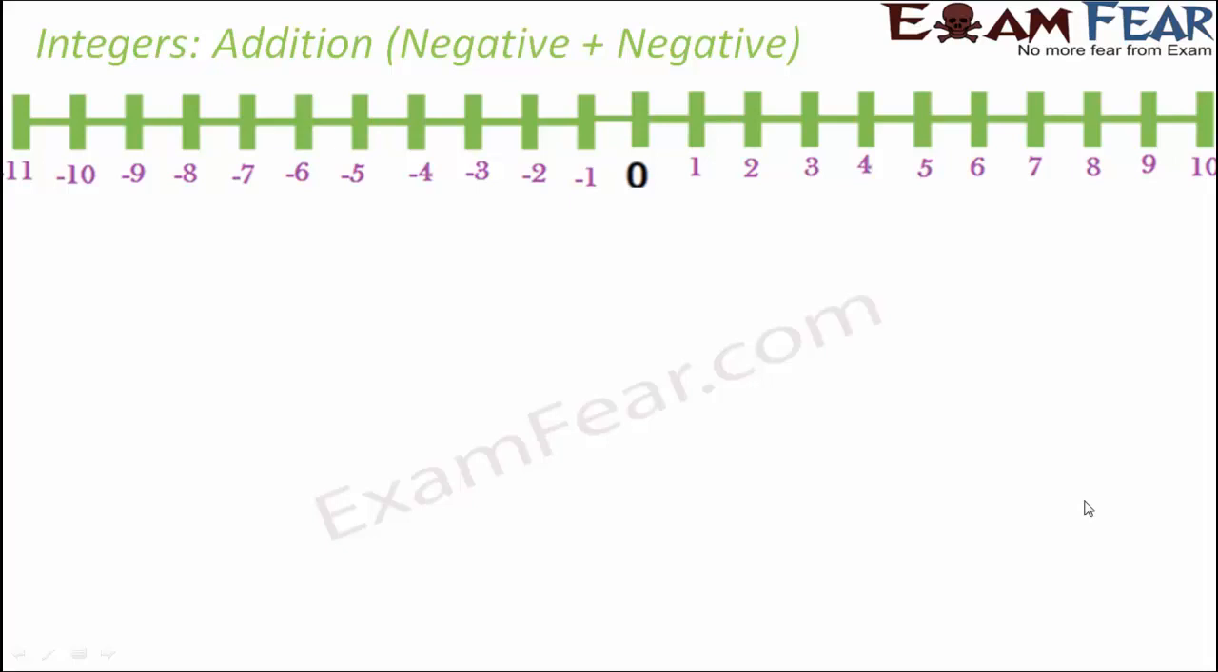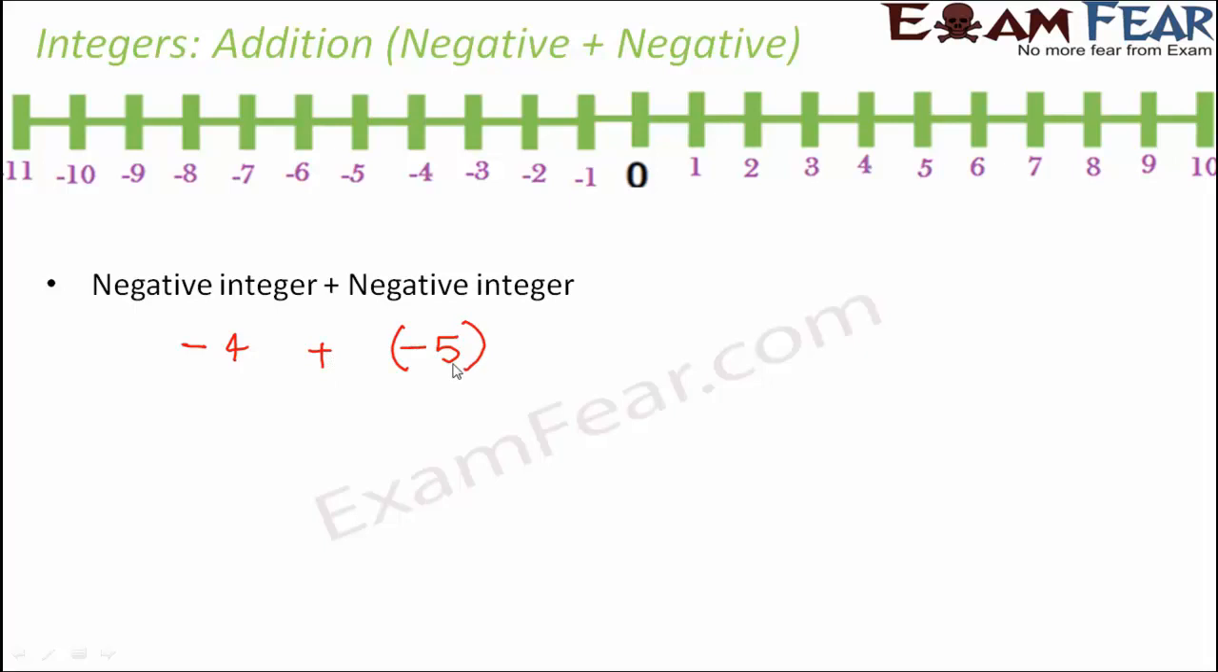Now let us look at addition of integers where both the integers are negative. Let us take an example here. Let's consider one negative number as minus 4 and another negative number as minus 5. What would be the sum of minus 4 and minus 5? This basically means that a negative integer is being added to an integer.